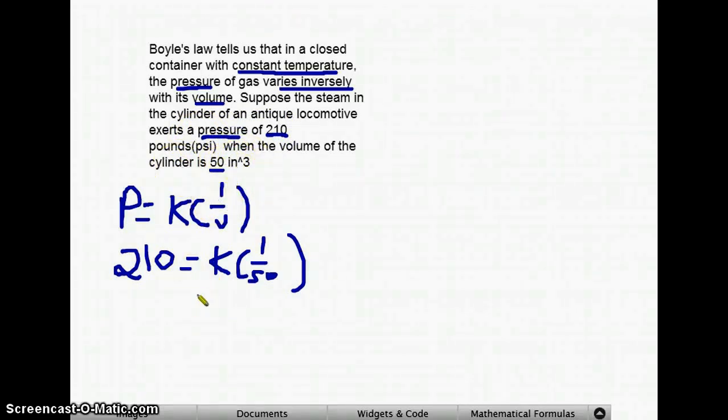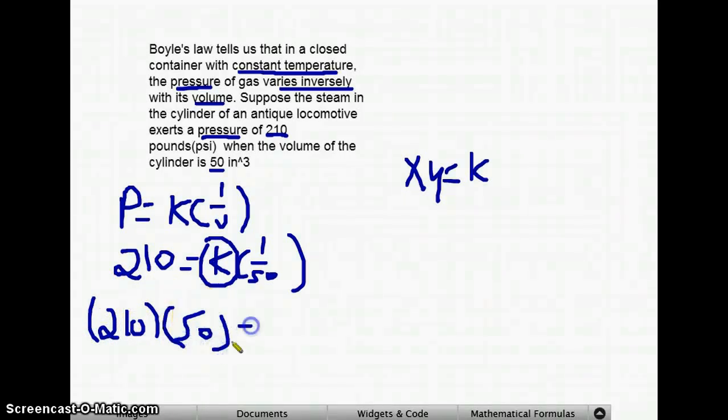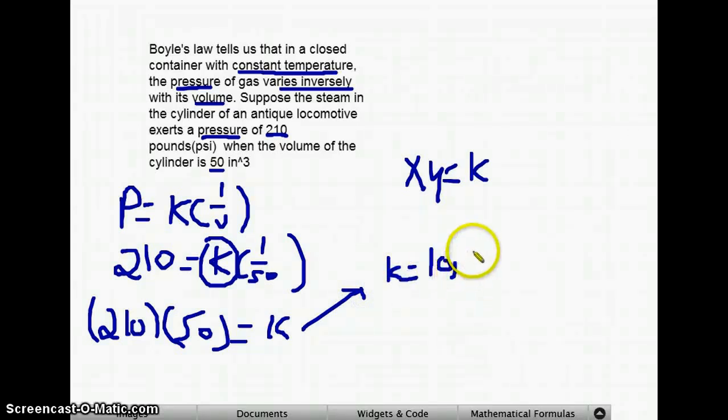So from here, since we can do xy equals k, right now we're trying to find k, so we'll do 210 times 50 equals k. And from here, k equals 10,500. So this is our constant of the variation.